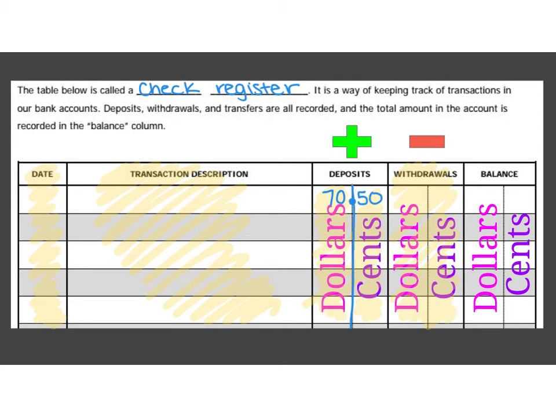And last is the balance column. This is where we will record our new totals after money has been put into or taken out of the checking account.